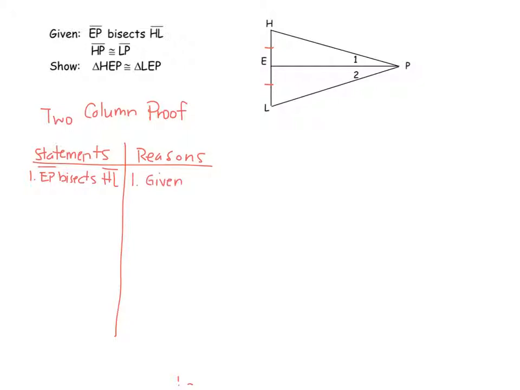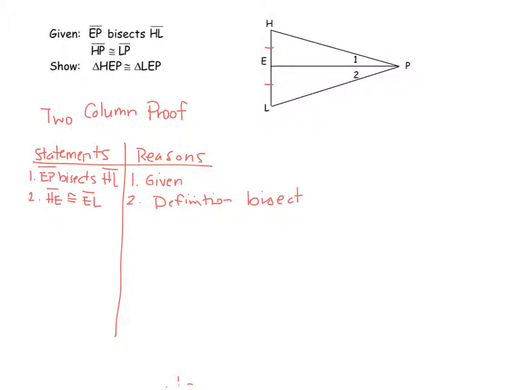Then, much like I would do in a flowchart proof, I'm going to follow that with the statement that comes from it. So I know, because EP bisects HL, that HE has to be congruent to EL, and that is the definition of a bisector.